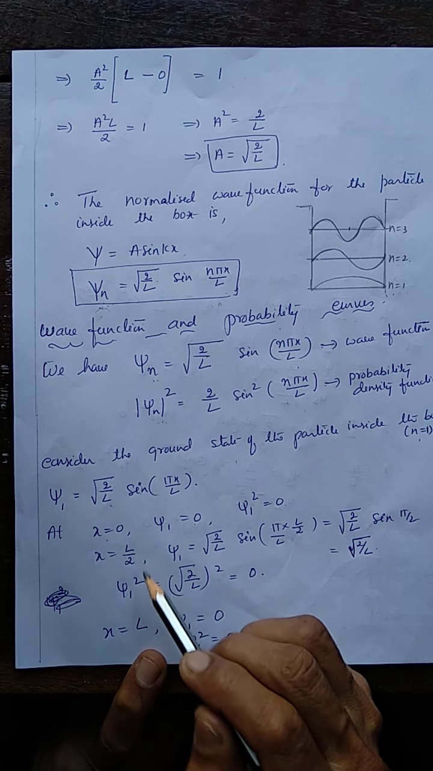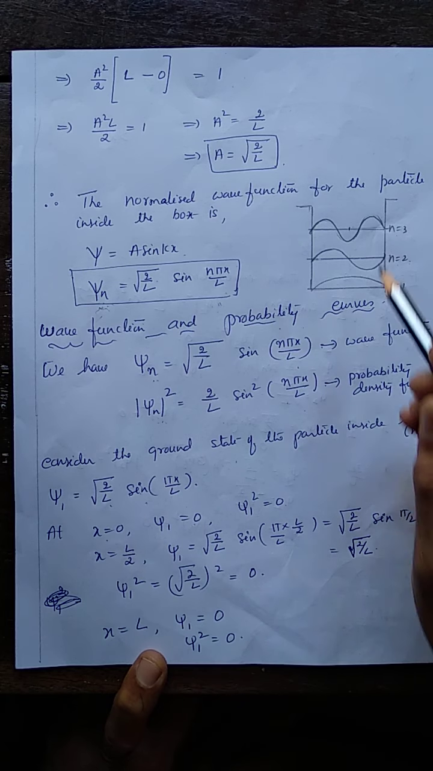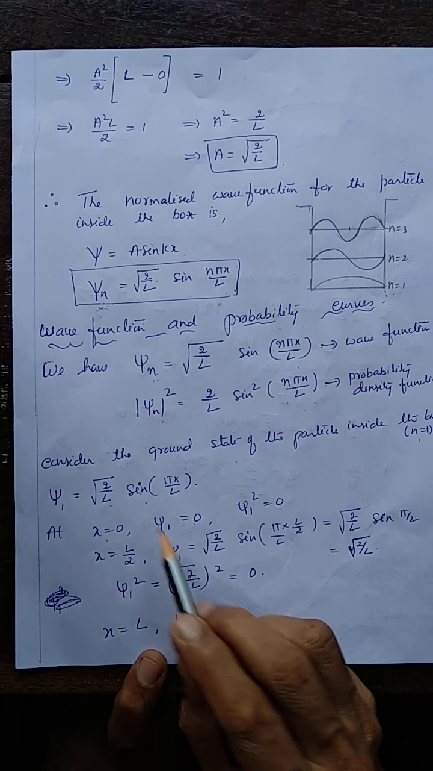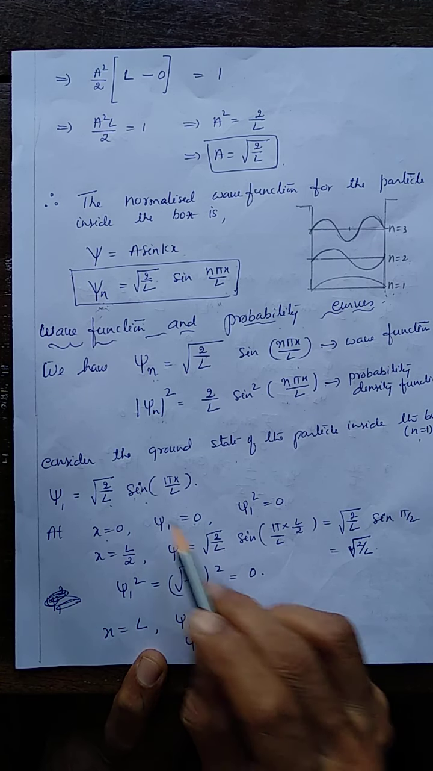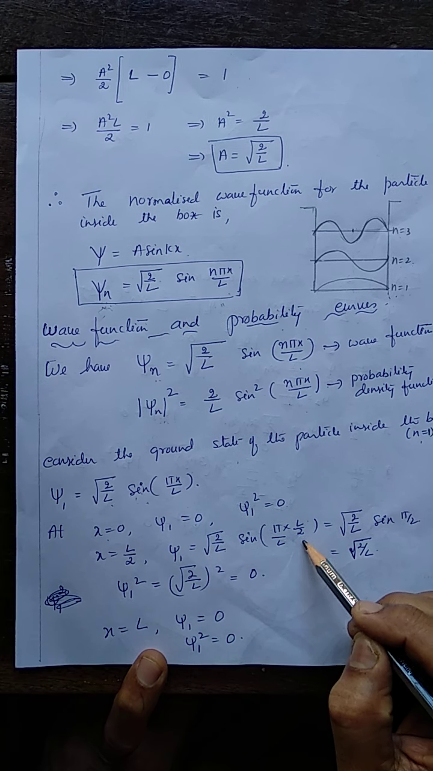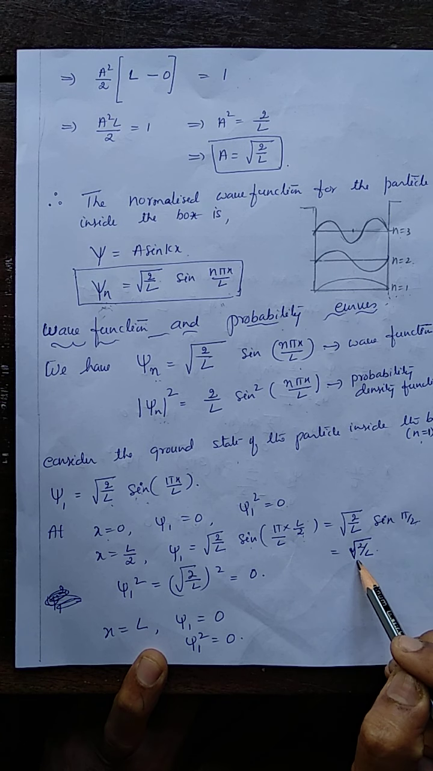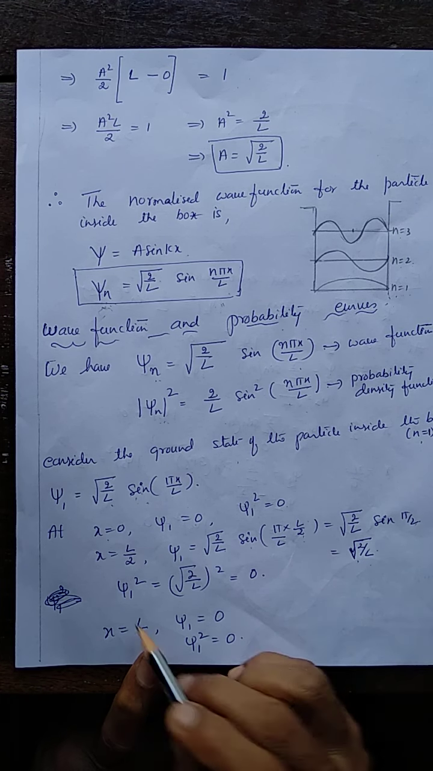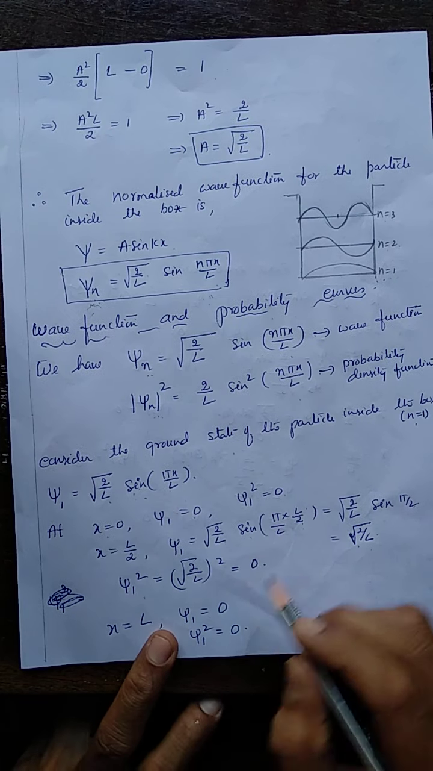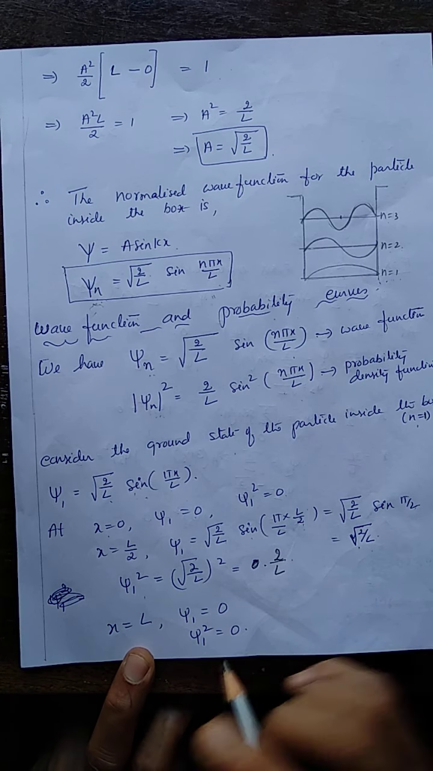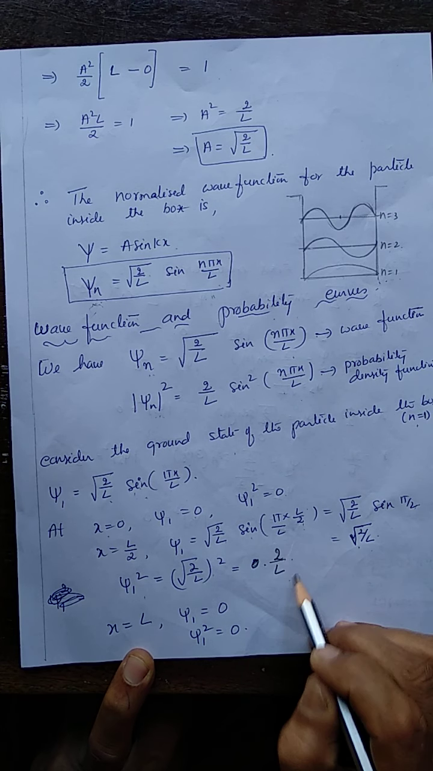Suppose x equal to L by 2, the exact midpoint of the box. Then what does psi 1 become? Root 2 by L sine, substituting x as L by 2, you get sine pi by 2, which is 1. So you get psi 1 as root 2 by L. What about psi 1 square? Sorry, it is not 0, it is 2 by L, the square of this.